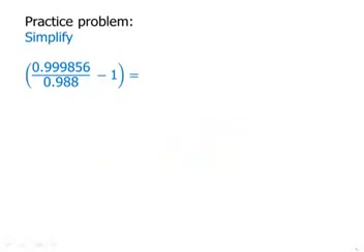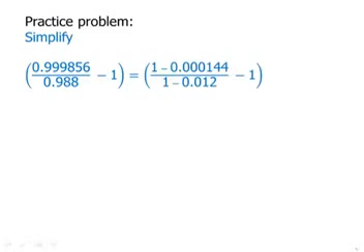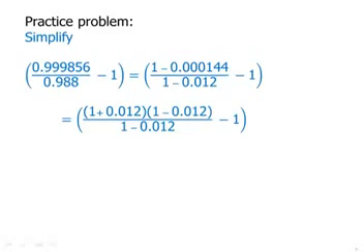Here's another practice problem. Pause the video, and then we'll talk about this. Okay, in that fraction, we're going to write each one as 1 minus something. 1 minus 0.000144, and in the denominator, 1 minus 0.012. Well, 0.012 squared is 0.000144. So on the top, we have a difference of squares.